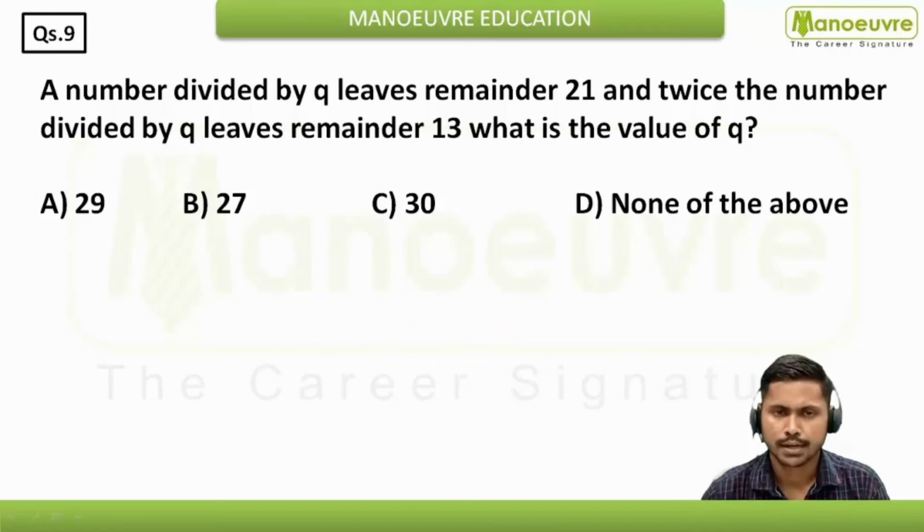Here a number divided by q leaves remainder 21, and twice the number divided by q leaves remainder 13. What is the value of q? So, a very easy question. You can check out the options and you will get your answer.